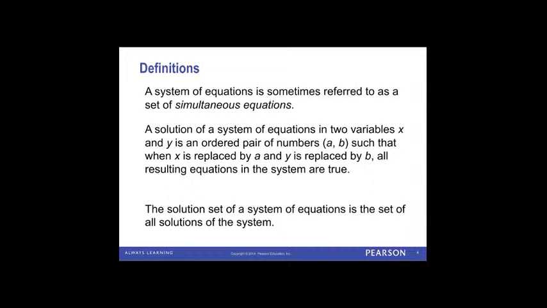A solution of the system of equations in two variables, x and y, is an ordered pair of numbers a and b such that when x is replaced by a and y is replaced by b, all resulting equations in the system are true. So the solution to a system is any ordered pair that makes all equations true.